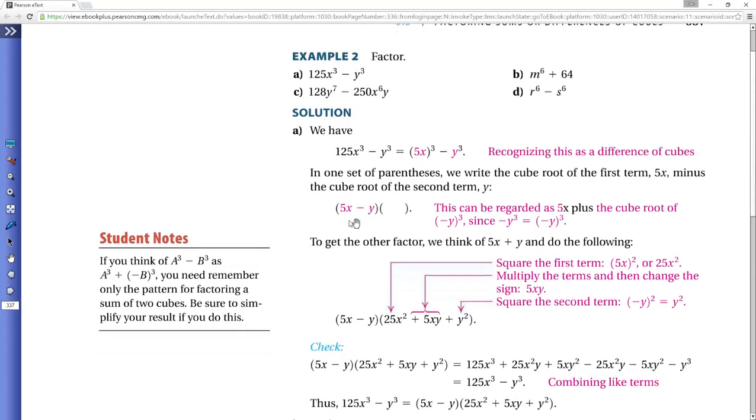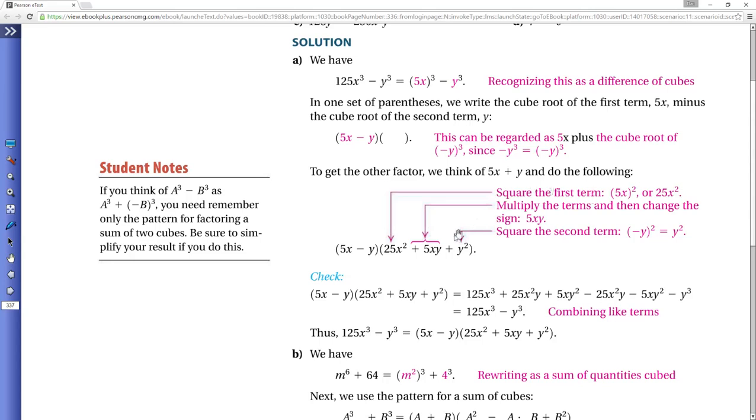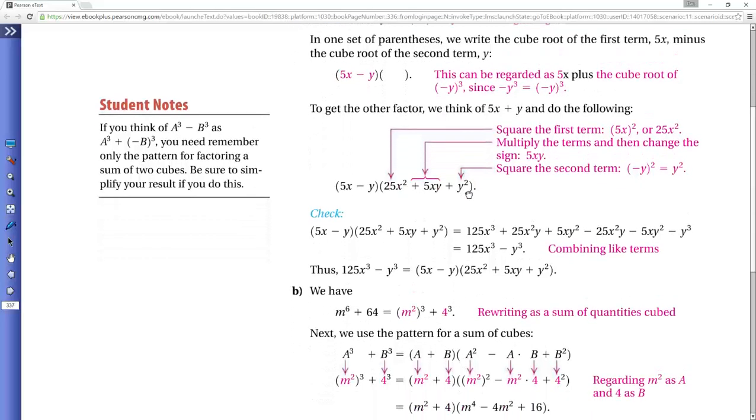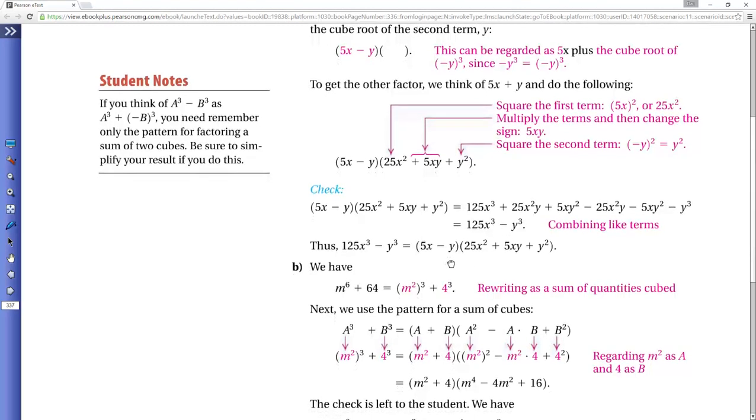So I go back, and the first part of it's pretty easy. I use the 5x minus y, and then I square the first term, I add the product of the two terms together, which would be 5x times y, I get 5xy, and I square the last term, y. And then if we check that, we'd find that it works.